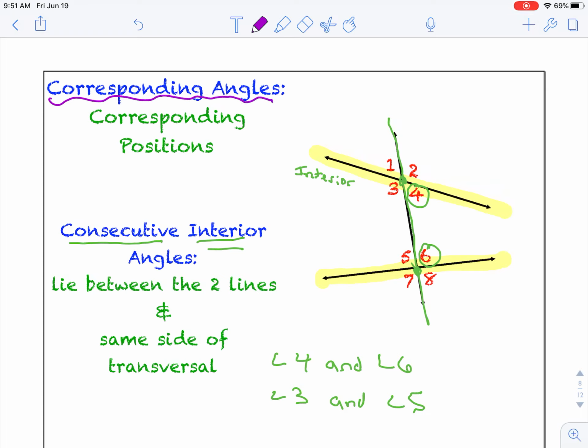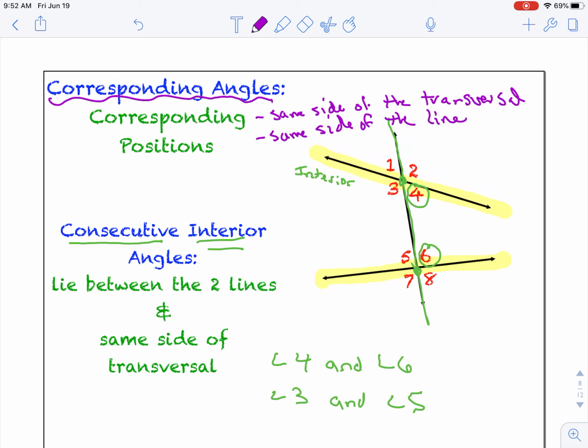So the last pair we're going to look at here are called corresponding. Corresponding angles are like corresponding position. And what that kind of means, what I like to think about it, is the same side of the transversal and same side of the line.